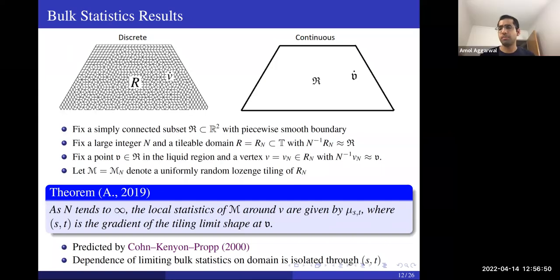Yes. So the statement is, I fix some domain R, I fix some point V in R, and whatever S and T happen to be, that's your answer for the bulk statistics. So in particular, that doesn't impose any restriction on S and T. They could be anything. They are determined by the region R.